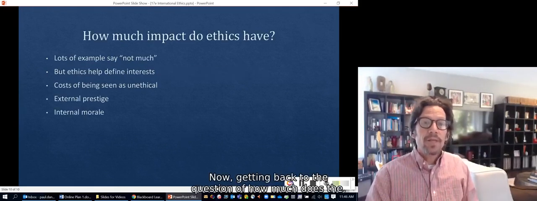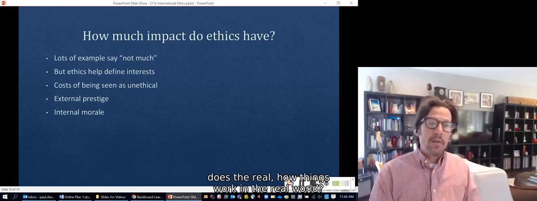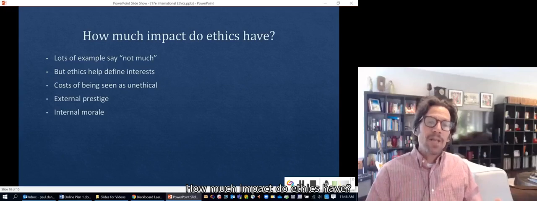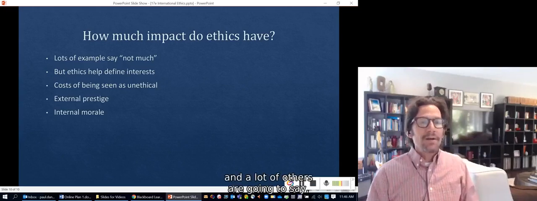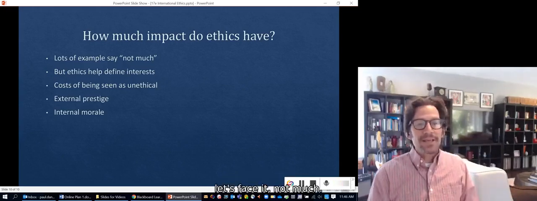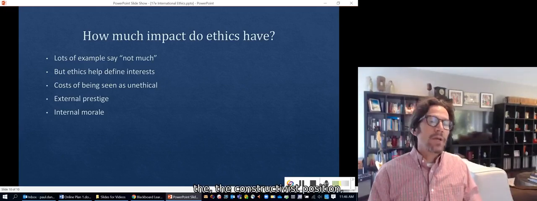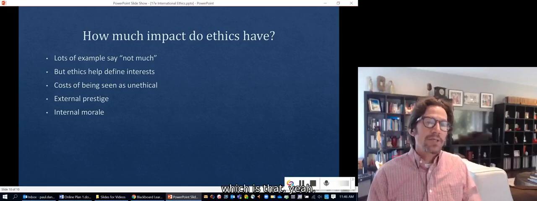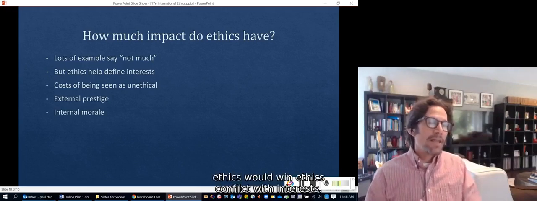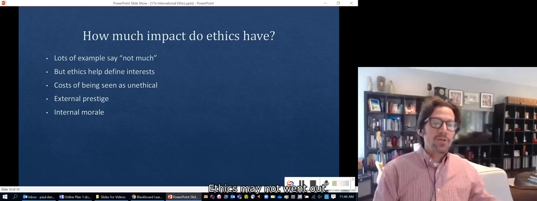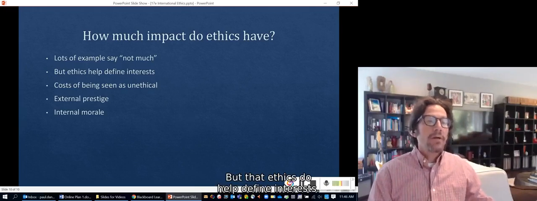Now, getting back to the question of how things work in the real world: how much impact do ethics have? A lot of the realists and others are going to say, let's face it, not much. But again, I would come back to the constructivist position, which is that when ethics conflict with interests, ethics may not win out. But ethics do help define interests.